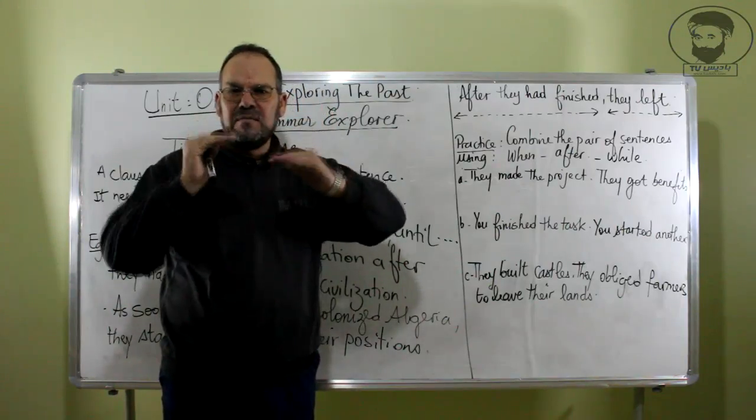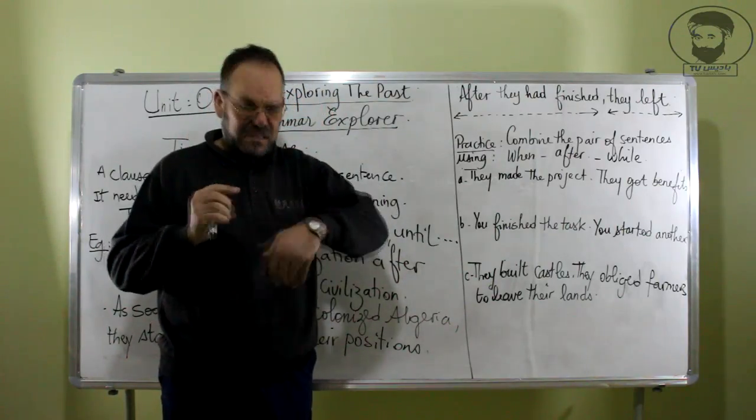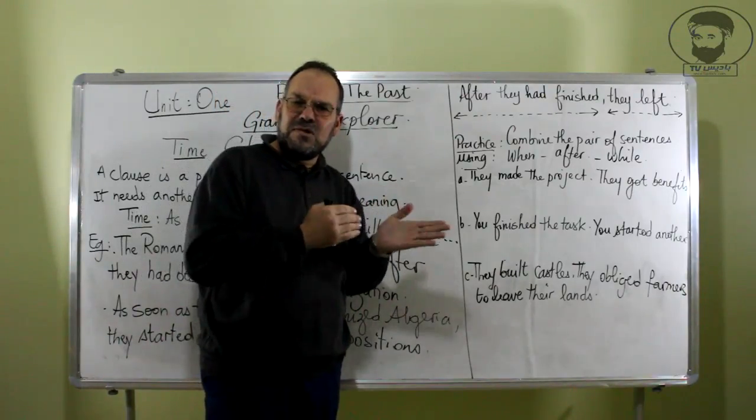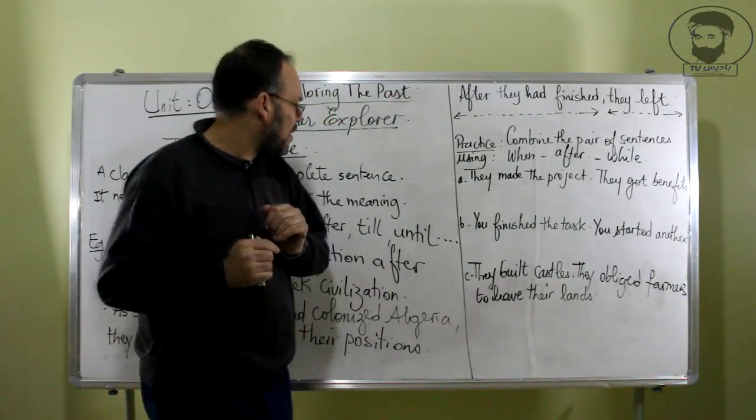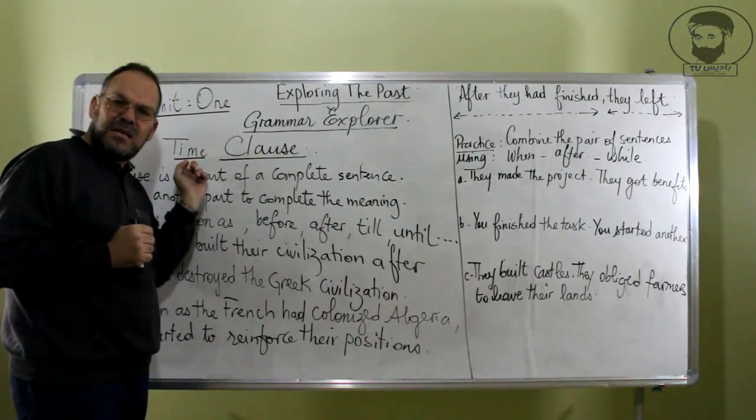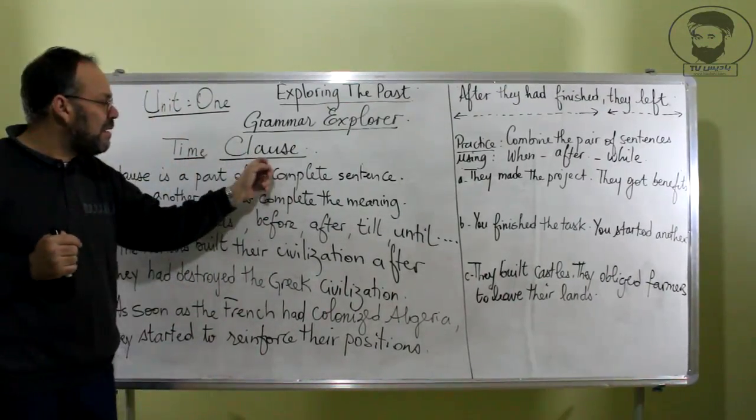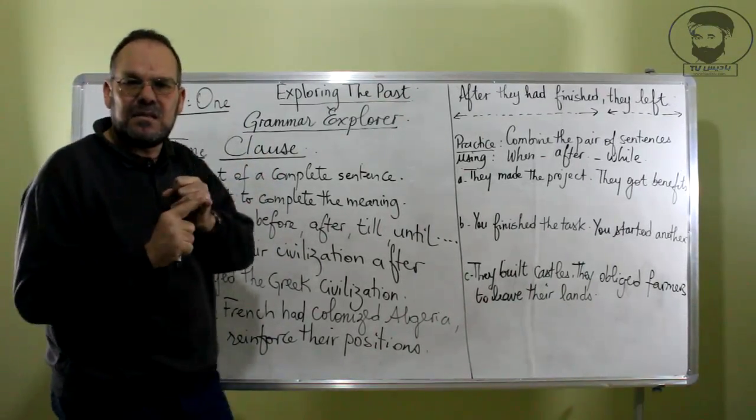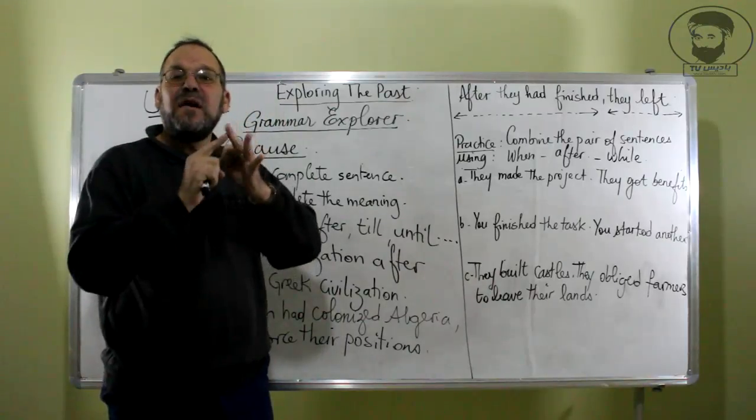A chronology is an order of actions, of events, according to the time they happen. It means some events happen first and others happen next. So this is what we call in English a time clause. But before we tackle this, we need to know what is meant by a clause in English. Because in English we've got a sentence, a clause, and a phrase.